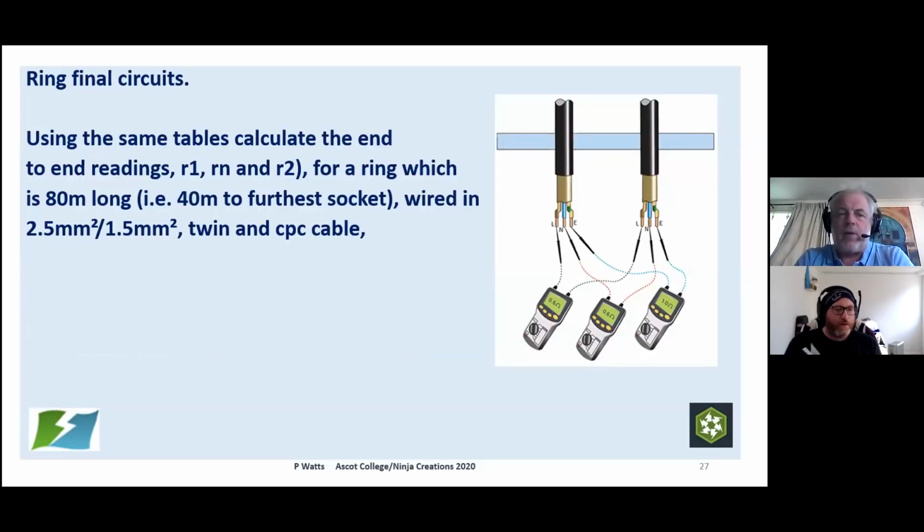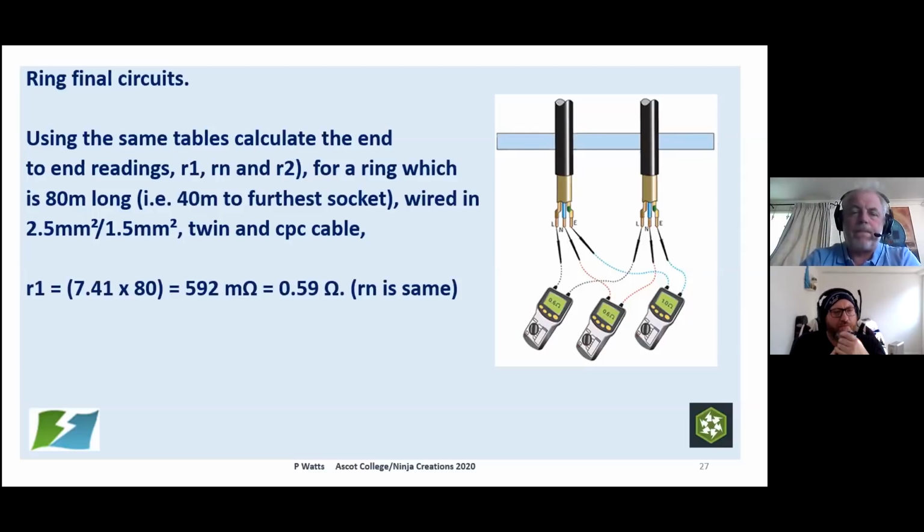Okay, so from our book, if it's a 2.5, our little r1, we take a value of 7.41. We haven't been given anything about temperature, so we're just going to use that straightforward value. We've got 7.41, and we're going to multiply it by 80 meters, and we should come up with a figure of about 592 milliohms. So round it up to about 0.59 ohms. Rn will be the same. It's the same size conductor.